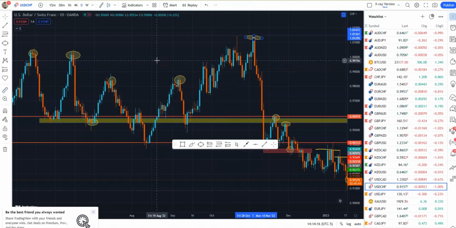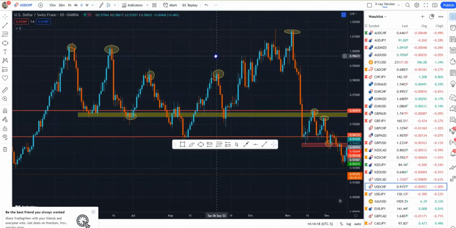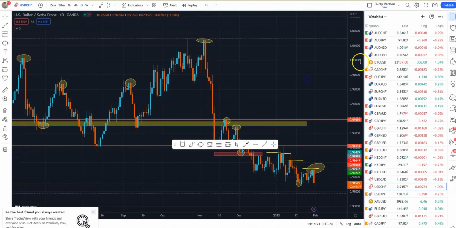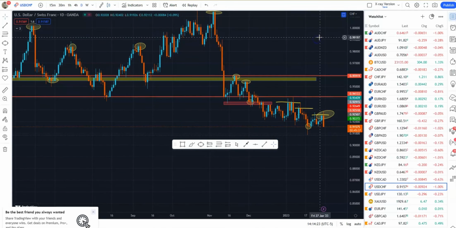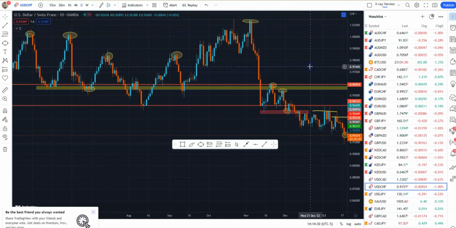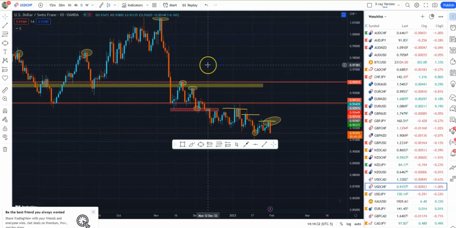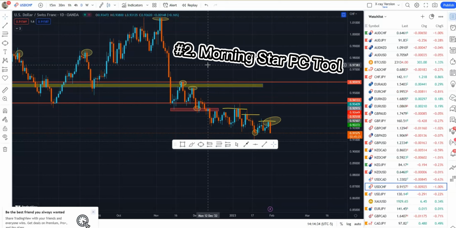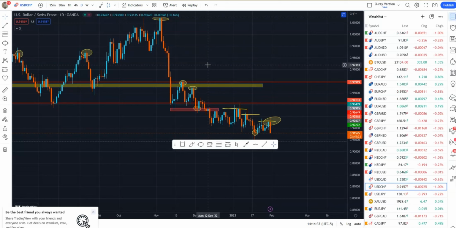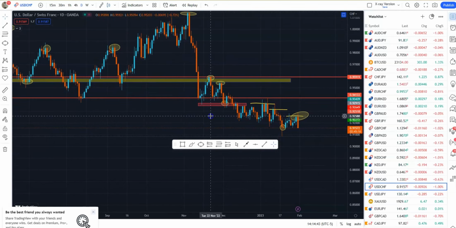The next price action signal I wanted to share with you guys is what we call the morning star. Basically, it indicates that price is getting ready to rise. That is what we're looking at. All right, so with that being said, I'm going to go through here on USD CHF and let's see what we can find.